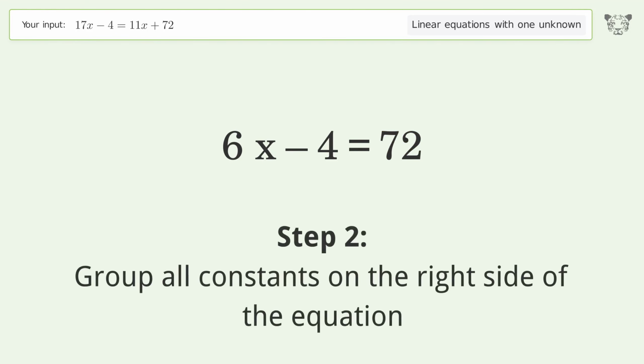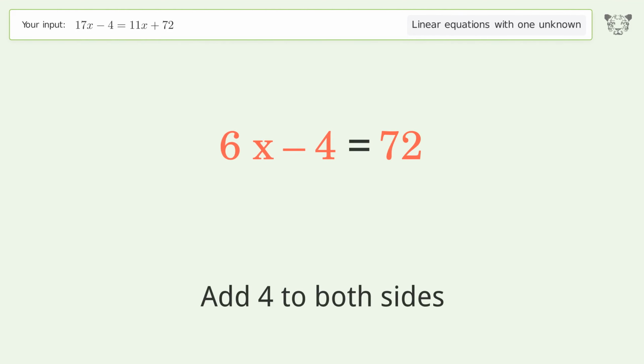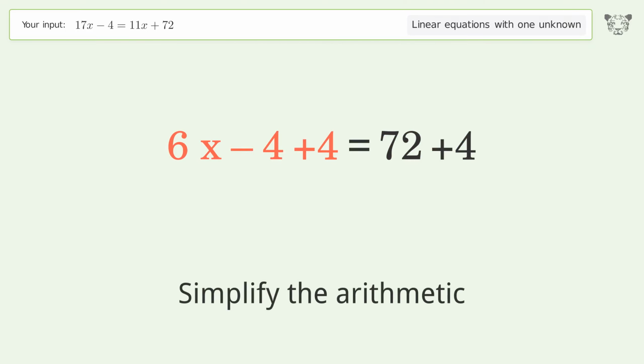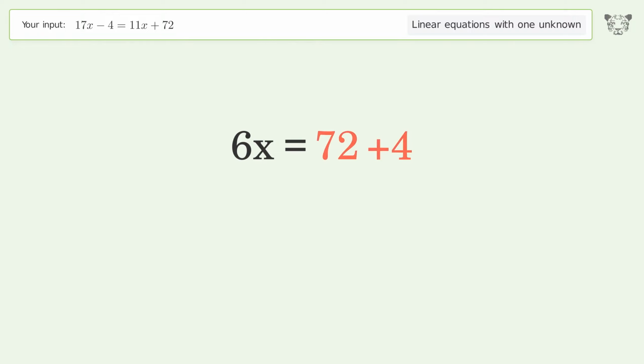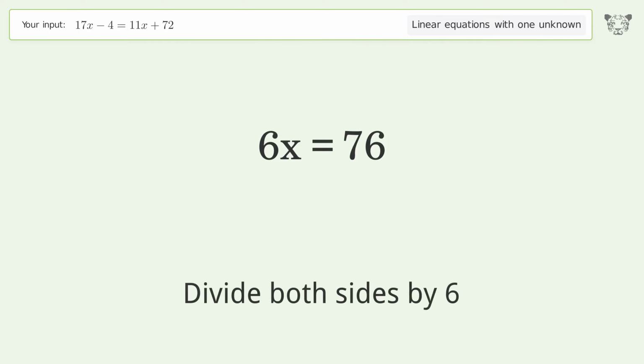Group all constants on the right side of the equation. Add 4 to both sides. Simplify the arithmetic. Isolate the x. Divide both sides by 6.